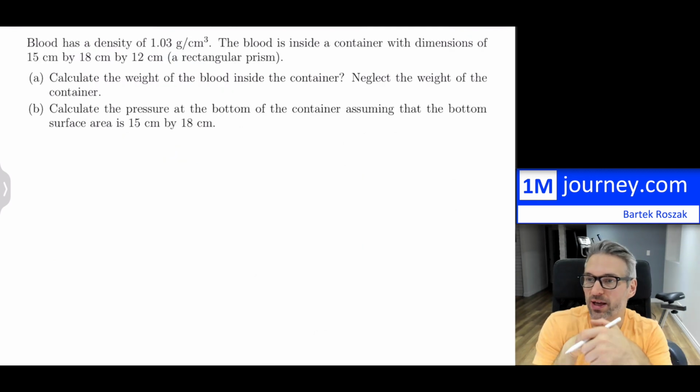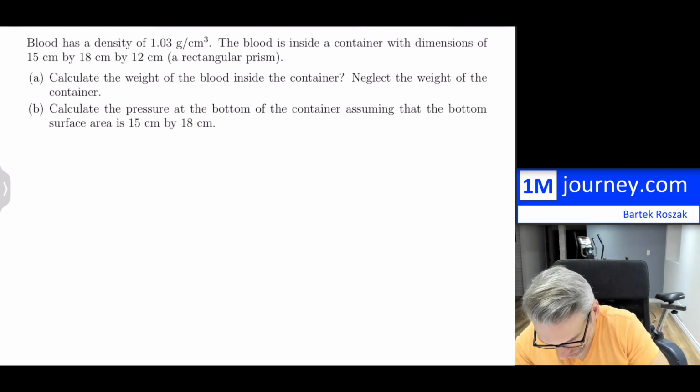In this example, we are given blood density, which is 1.03 grams per centimeter cubed. The blood is inside a container with dimensions of 15, 18 by 12. Okay, so it's a rectangular prism. Now we want to calculate what the weight of the blood inside the container is. Neglect the weight of the container, so it's just the blood itself.